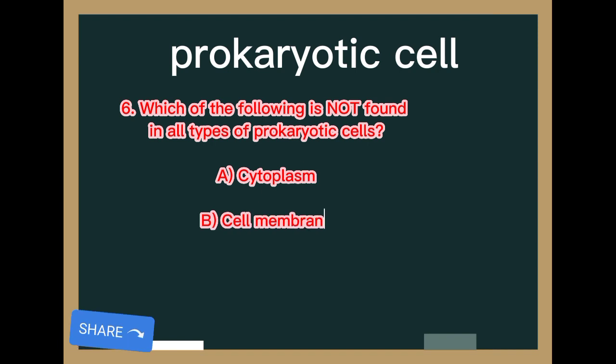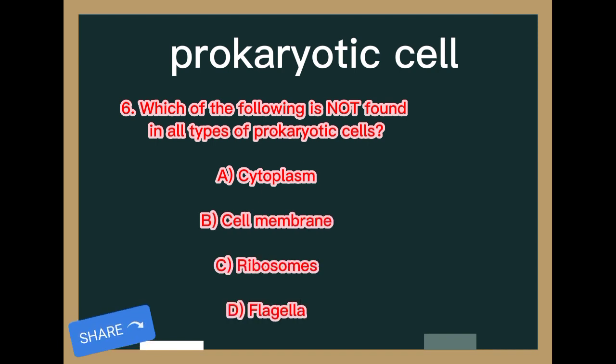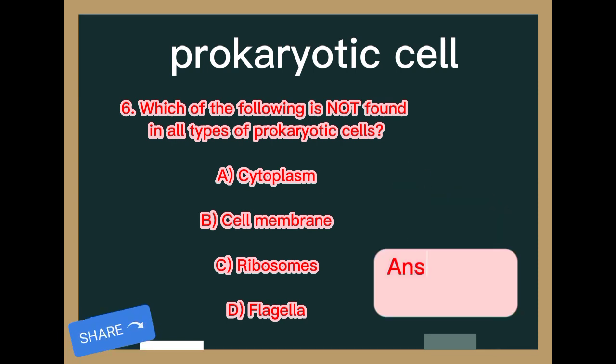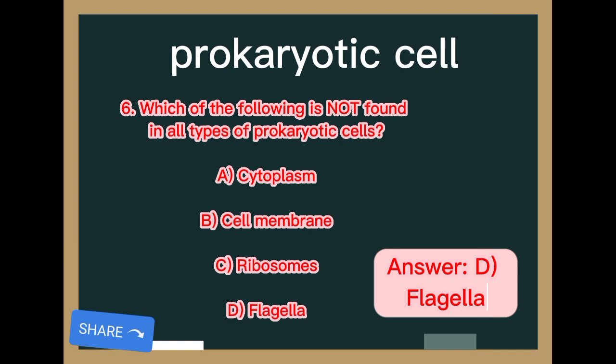6. Which of the following is not found in all types of prokaryotic cells? A. Cytoplasm. B. Cell membrane. C. Ribosomes. D. Flagella. Answer: D. Flagella.